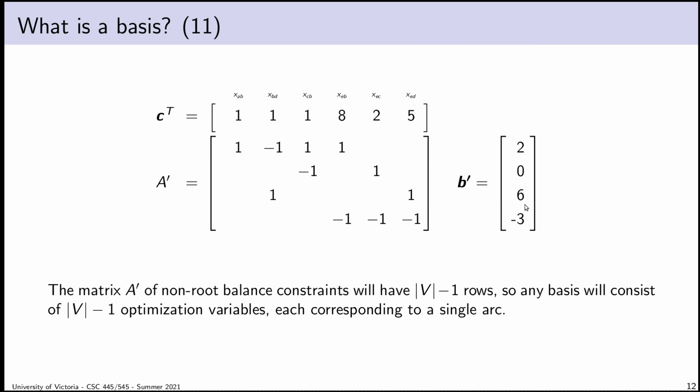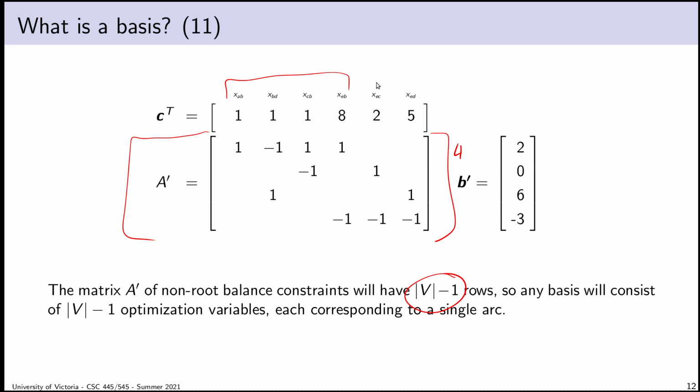Okay, so once we have this matrix where we've deleted the row corresponding to our root vertex, we've got this constraint matrix with V minus 1 remaining rows. And so any basis to this LP will now consist of, instead of there originally being 5 vertices, there are now 4 rows here, so any basis will now consist of 4 of these optimization variables.